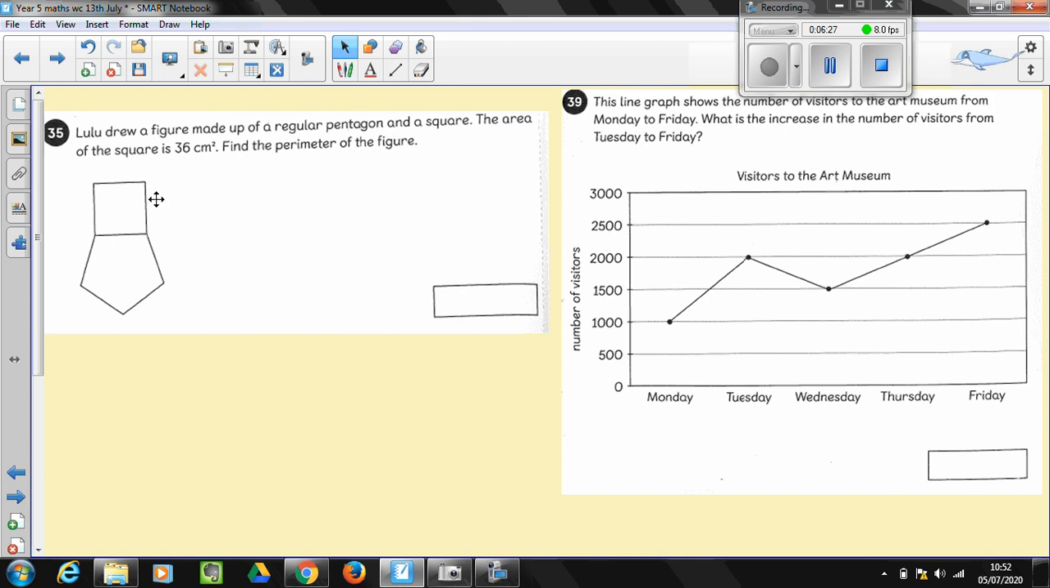Then you need to find the perimeter of this figure. So if you know this length and this length, do you know this length and this length? And add them together to find the perimeter. For question 39, a line graph shows the number of visitors to the art museum from Monday to Friday. What is the increase in the number of visitors from Tuesday to Friday? Have a go at solving this question. Pause the video now.